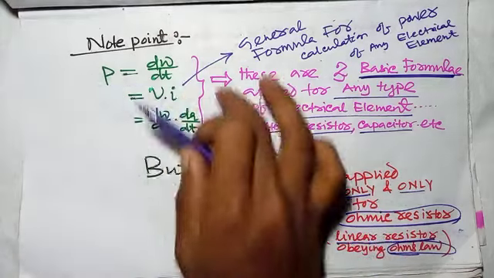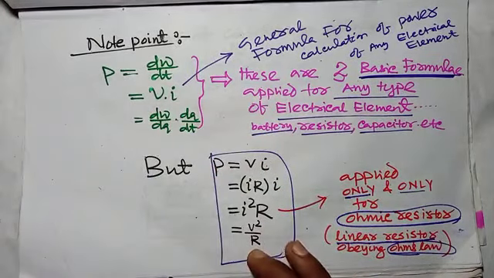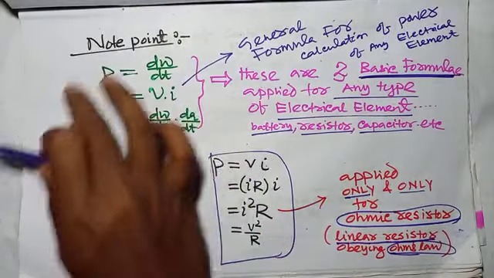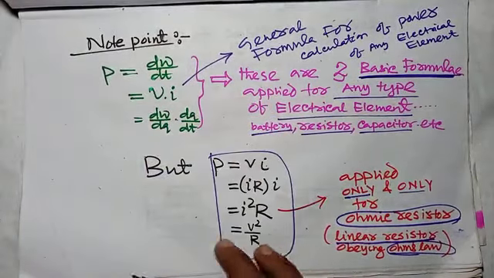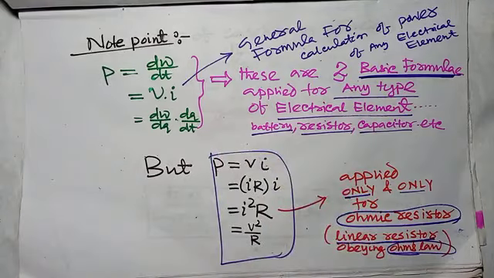But the general formulas can be applied for the calculation of power for any type of electrical element, while these formulas apply only for a resistor.